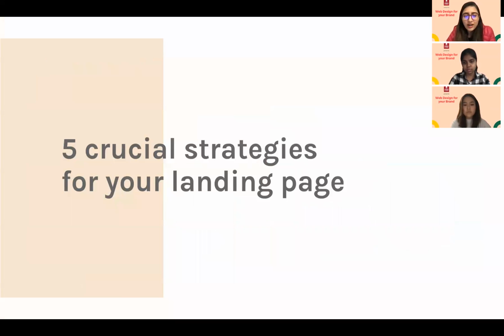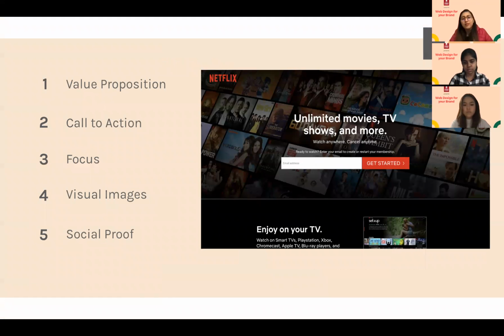So, five crucial strategies that you have to follow or know for your landing page. If you can see here, the first one is value proposition, the second one is call to action, the third one is focus, the fourth one is visual images, and the fifth one is social proof. So, let's take an example of the Netflix homepage, and I'll go over each of these. The first one is value proposition, which talks about what really is the value that you're providing to your audience who's visiting the website.